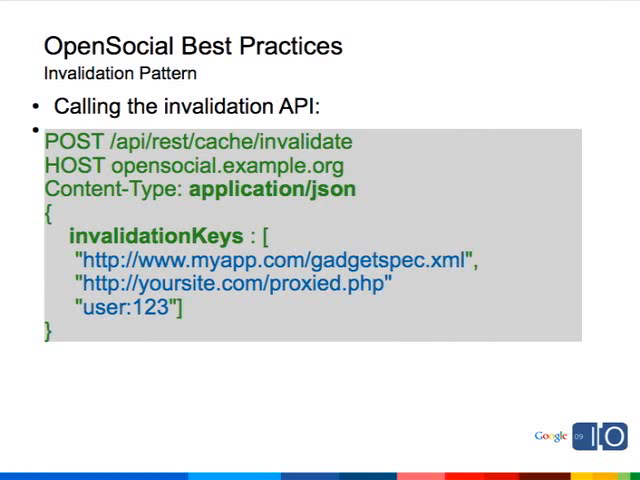You tell it, hey, I've got a JSON blob here. And in the JSON blob, you've got the keys that you want to invalidate. That's the invalidation keys. Now, these keys can be anything like a URL of your gadget spec. It can be a message bundle. It can be a user ID as well. And when you're posting a user ID, you're telling it, flush everything from your cache which is related to my application and this user. So it will completely clear out everything.